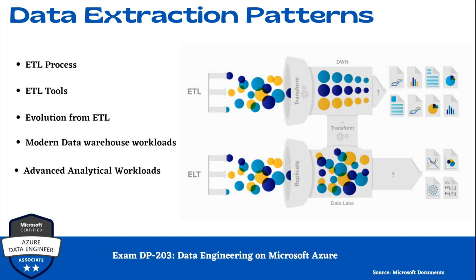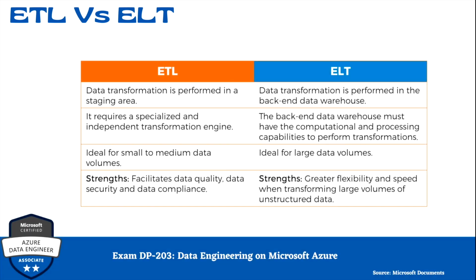Now I'm going to explain the Data Factory process. But before going to the Azure Data Factory process, let's have a look at the differences between ELT and ETL. As you can see from this table, in ETL, data transformation is performed in a staging area. However, in ELT, data transformation is performed in the backend data warehouse or your cloud data warehouse. ETL requires a specialized and independent transformation engine. However, in the case of ELT, the backend data warehouse must have the computational and processing capabilities to perform transformations, which we already have in Azure.